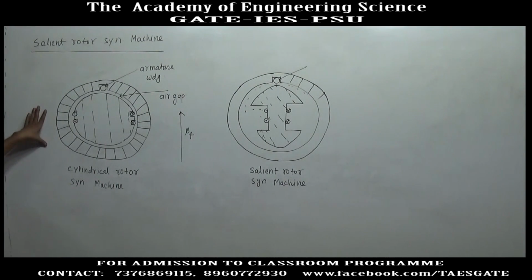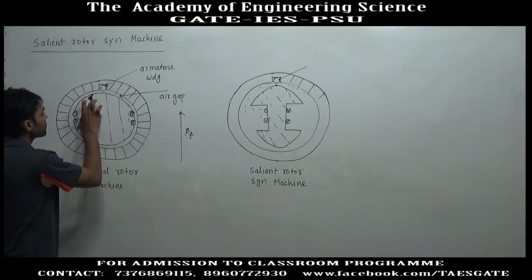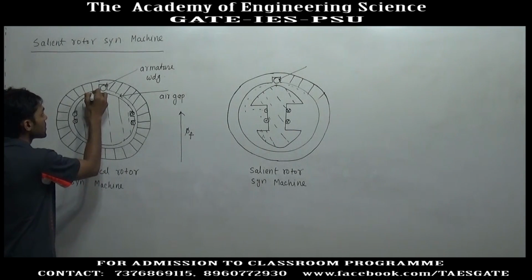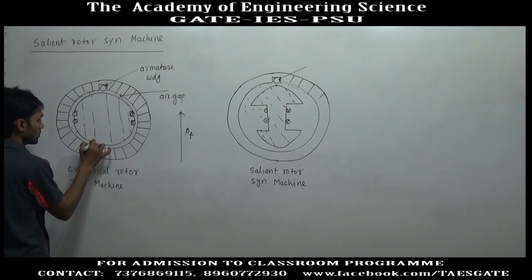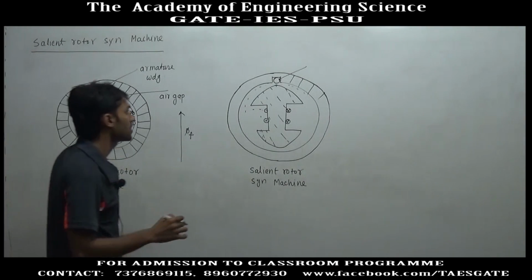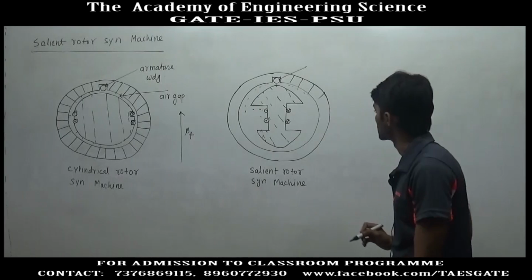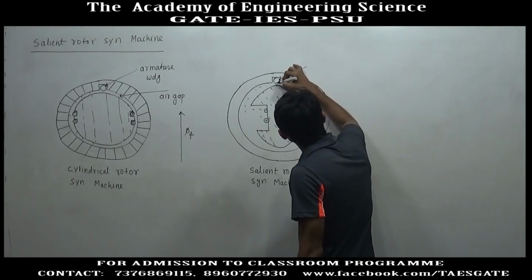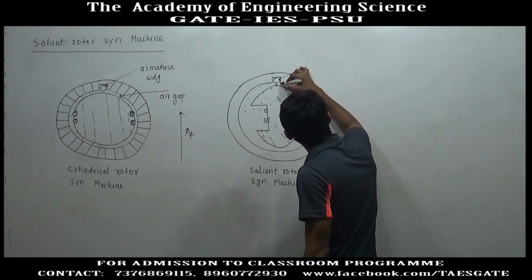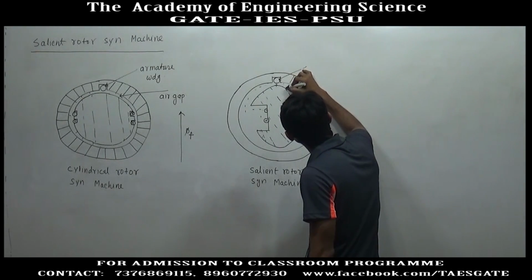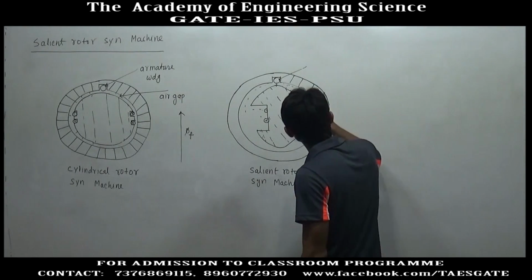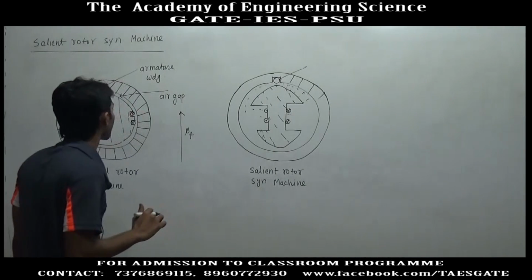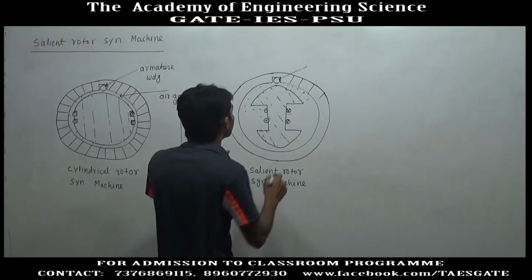Now, if we talk about the air gap between the stator core and the rotor core, it is uniform throughout this periphery in the cylindrical rotor machine, whereas in the salient rotor synchronous machine, the air gap at this point is minimum, and if you move away from this point, the air gap is increasing, and here in this position the air gap is maximum. And this is the direction of field flux.